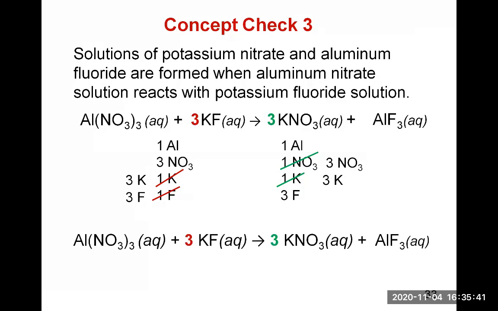So we can see that we have 1 aluminum on the left, 1 aluminum on the right, 3 nitrate on the left, 3 nitrate on the right, 3 potassium on the left, 3 potassium on the right, 3 fluorine on the left, and 3 fluorine on the right. That's balanced.